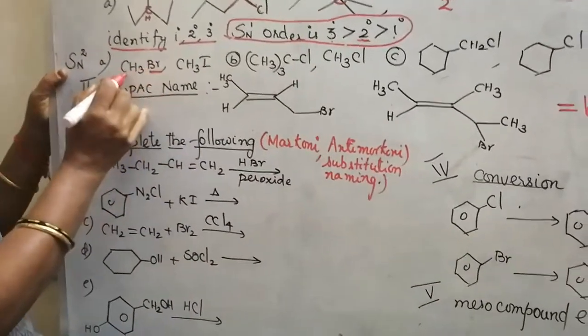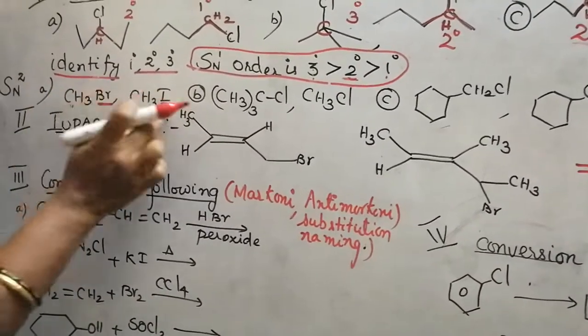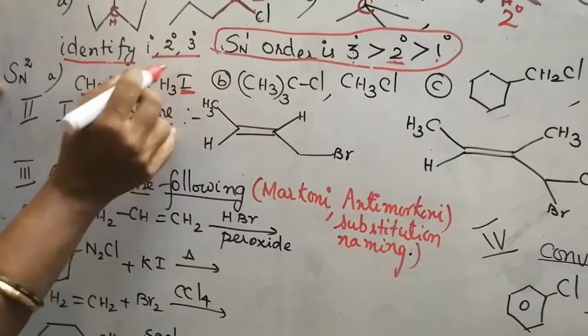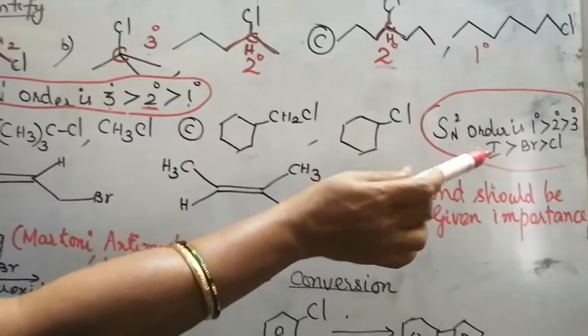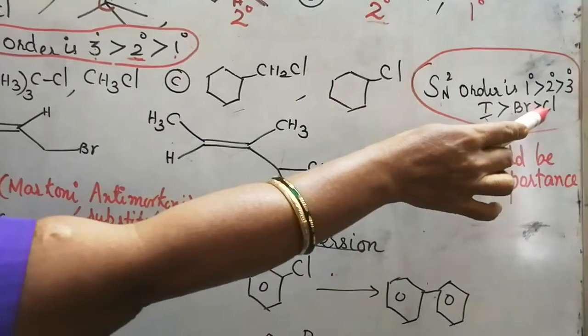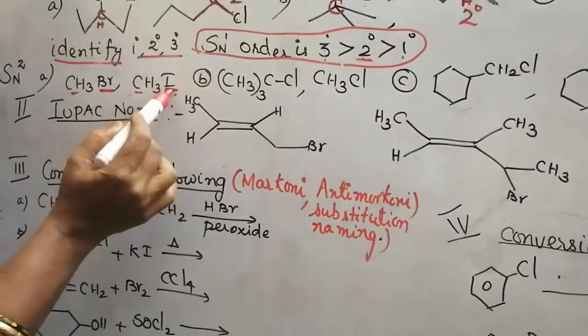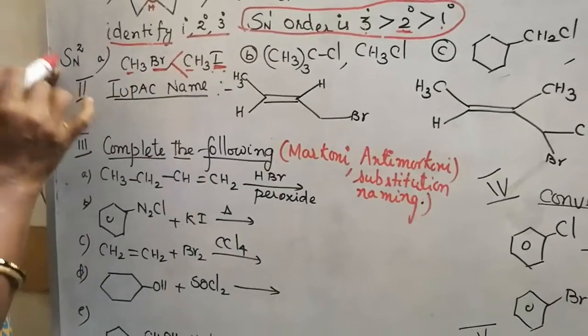Now we have bromomethane and iodomethane. Now they have changed the halogen but it is the same primary carbon atom. You know which is the best leaving group. Here I have given the hint. The best leaving group is iodine. Iodide, then bromide, then chloride. So out of these two, which is the best leaving group? Iodide is the best leaving group. So that will undergo SN2 faster.